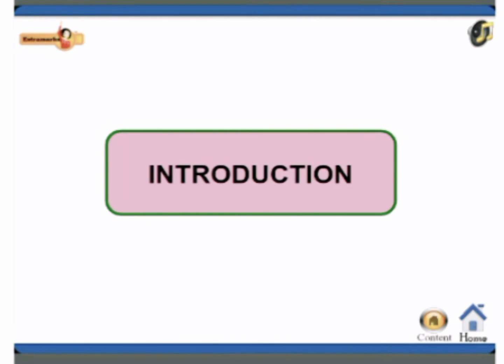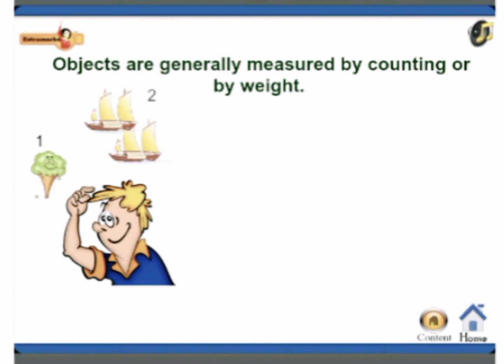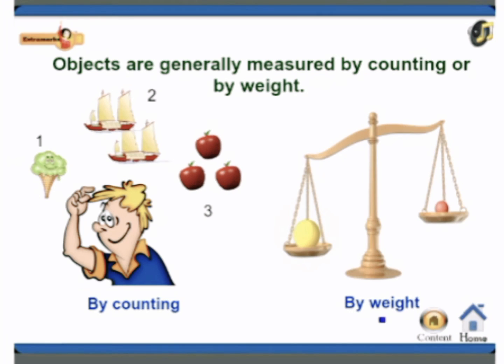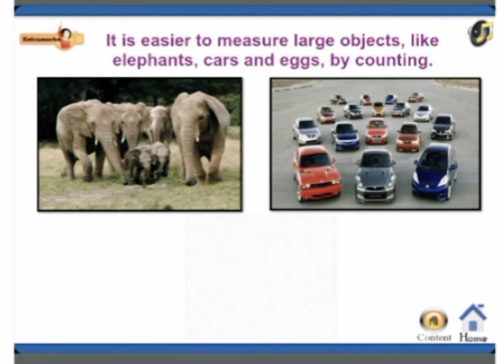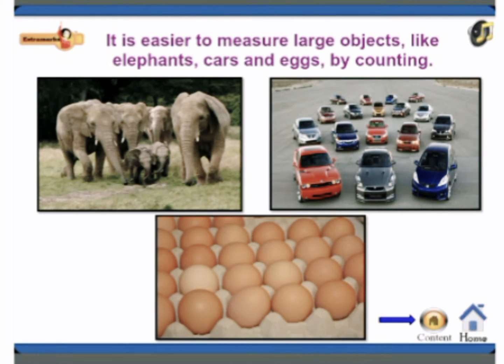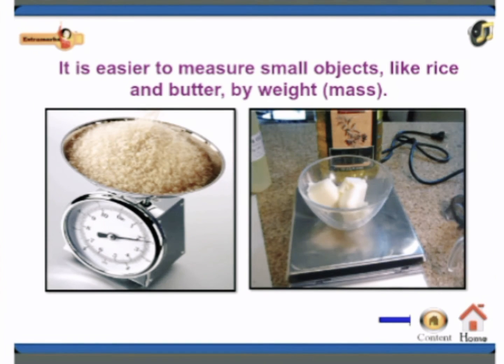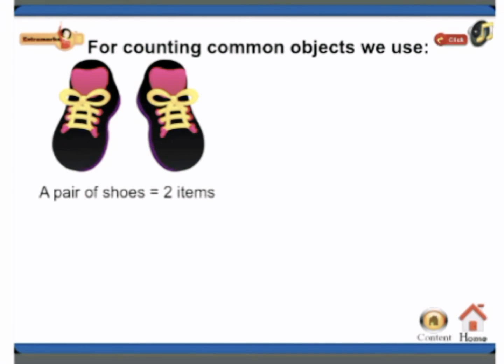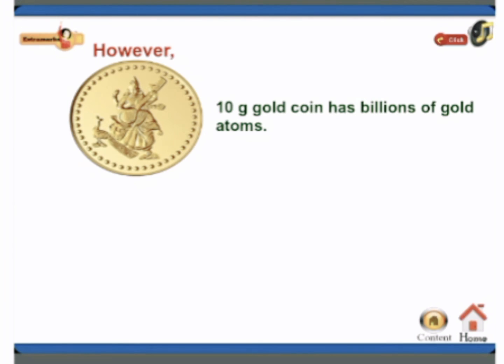An introduction. As we know, objects are generally measured by counting or by weight. It is easier to measure large objects like elephants, cars, and eggs by counting. However, it is convenient to measure small objects like rice and butter by weight. For counting common objects, we use a pair of shoes. However, 10 grams of gold coin has billions of gold atoms.